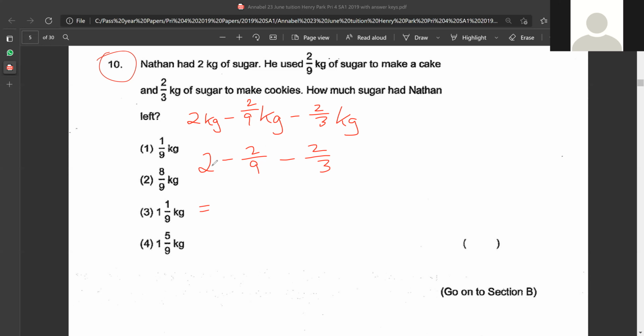So how to do this question? 2 minus 2/9, what do you have? First, you convert 2 to 18/9. Good. Minus 2/9 minus 2/3. So 18/9 minus 2/9, what do you have? 18 minus 2 equals 16/9. Then minus 2/3.